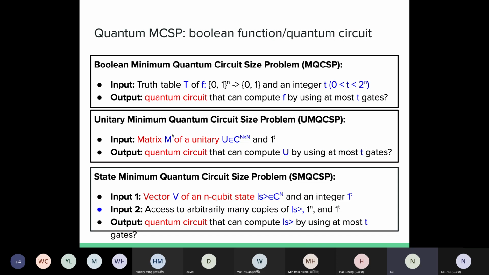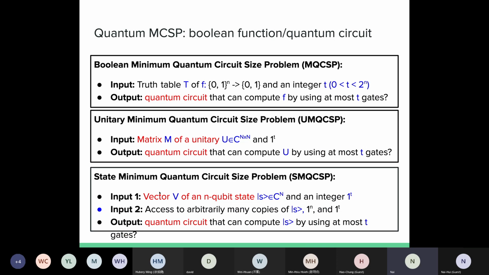And for unitaries, we also define a unitary minimum quantum circuit size problem. For this problem, we change the target from the Boolean function to a unitary. The question is whether we can compute the quantum circuit complexity of this unitary. And we are considering the decision problem first.